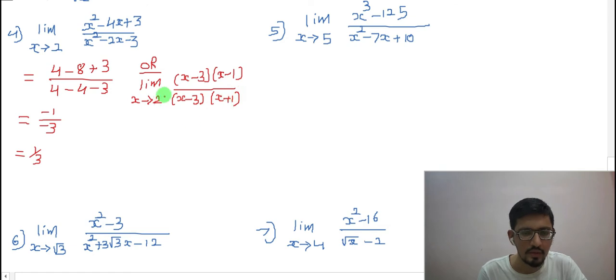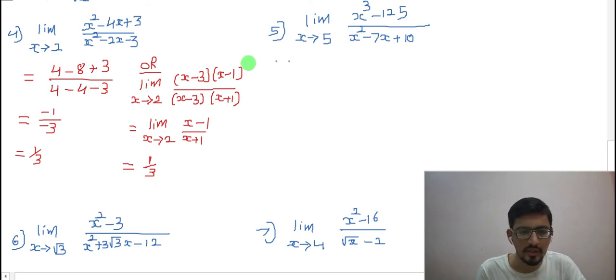Very clearly you can understand that x minus 3 will get cancelled. So here I will get limit x tends to 2, numerator is x minus 1 and denominator is x plus 1. Now you can do the direct substitution method. So 2 minus 1 is 1 and 2 plus 1 is 3. The answer I will get is 1 over 3. So this question you can do using both methods. But you will not go with method number 2 if the substitution method is working. Method number 2 you will go with when the denominator is 0.